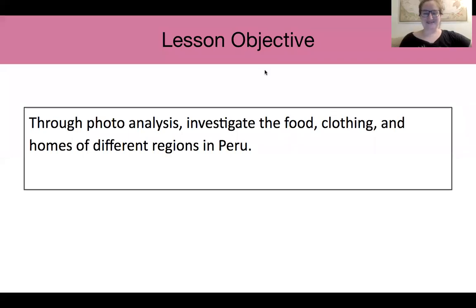Hi, third graders. My name is Catherine, and today we're going to be doing a lesson where our objective is to investigate the food, clothing, and homes of different regions in Peru through photo analysis. Let's get started.